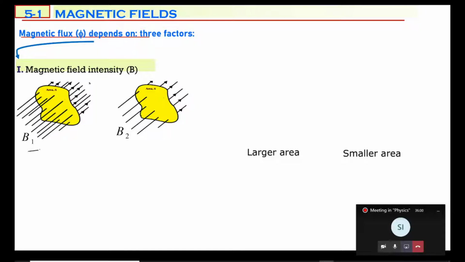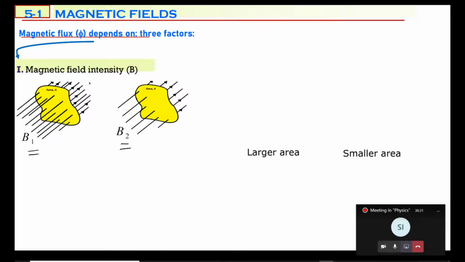Tell me, B1 or B2, which one is more intense? B1, because the lines are closer. Yeah, and there are more of them. So B1 is greater than B2. Then I keep the area constant and only change the magnetic field intensity. B1 is greater than B2. Then through which area is the number of lines crossing greater, first or second?